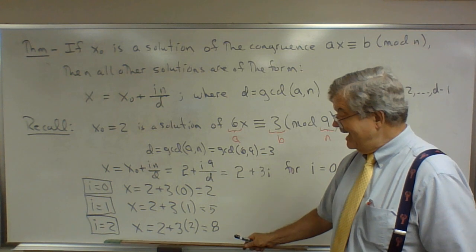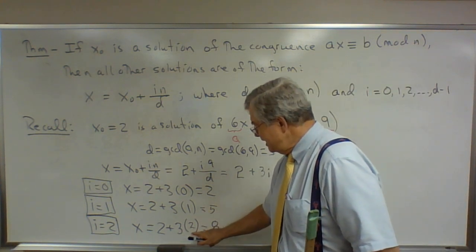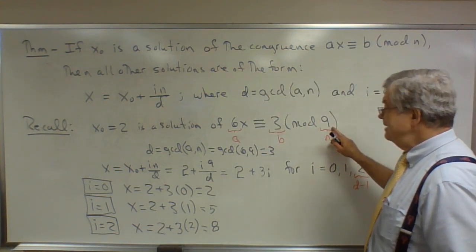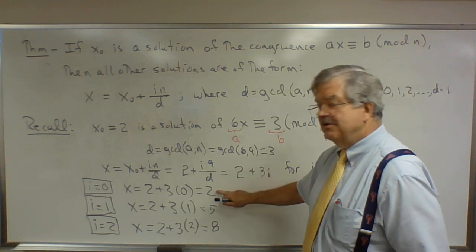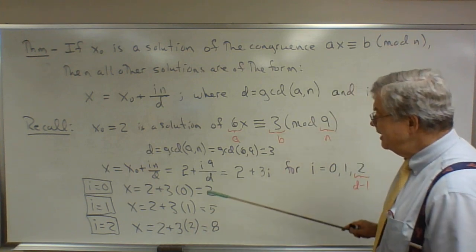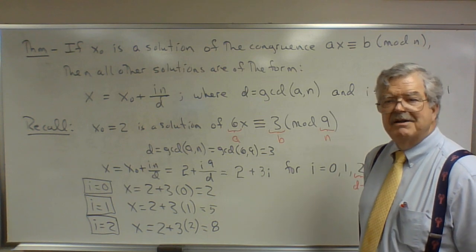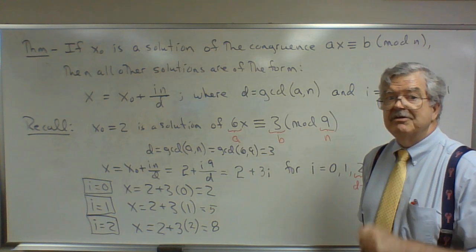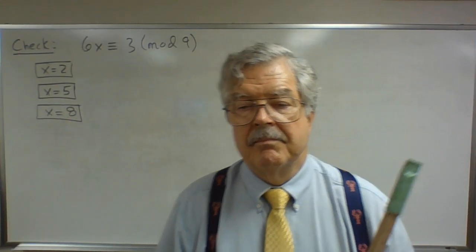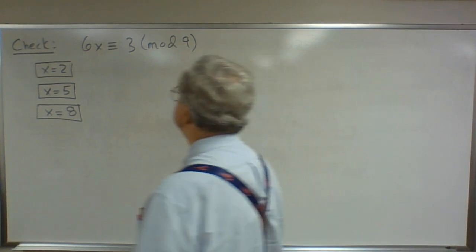For example, if we let I equal 3, that would be 2 plus 3 times 3, which is 11. But mod 9, 11 is congruent to 2. Duplicate solution. So these are all of the distinct solutions mod 9. Now let's just make sure that these work. Let's just keep ourselves honest.